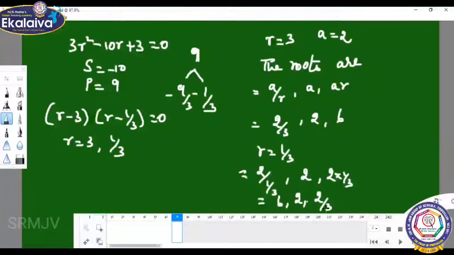The roots are 6, 2, 2 by 3. I hope you understood, children.